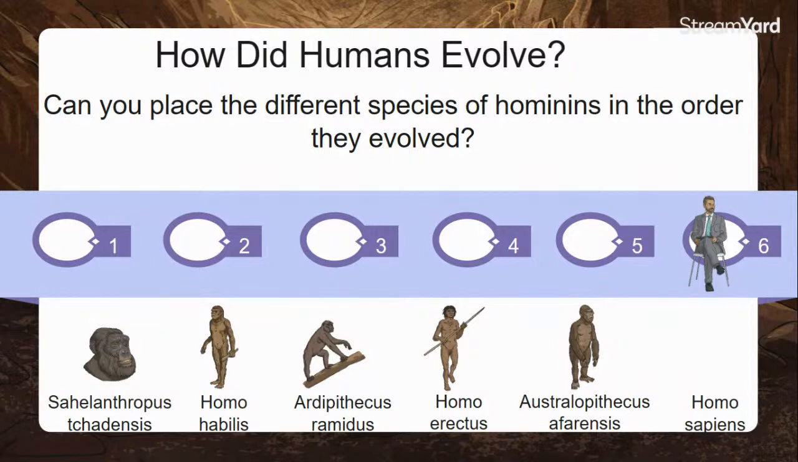So who do you think came first? So we've evolved into Homo sapiens. We have not evolved from, we've evolved to Homo sapiens. We've not evolved from chimpanzees or apes. We have evolved from these hominins. So who do you think in that list came first? Who do you think came second? Who do you think came third, fourth? And who do you think came fifth, just before we evolved into Homo sapiens?